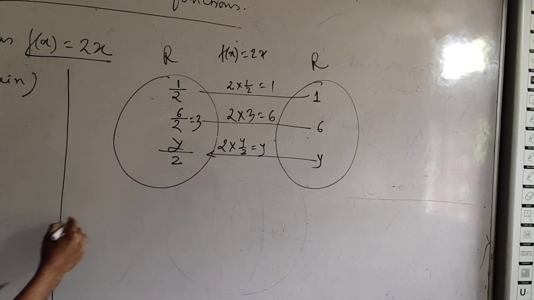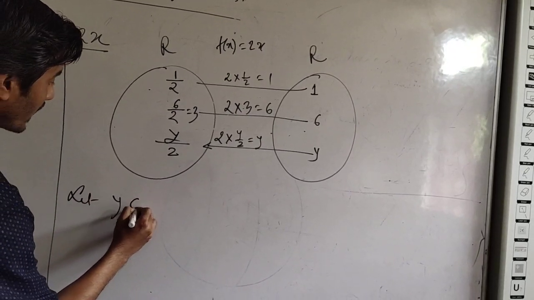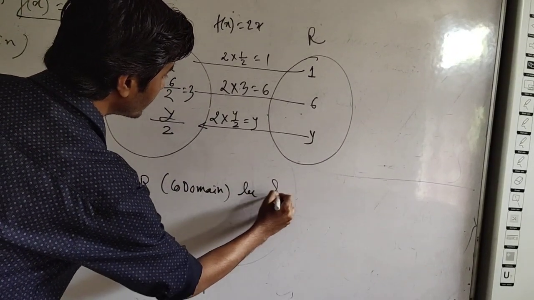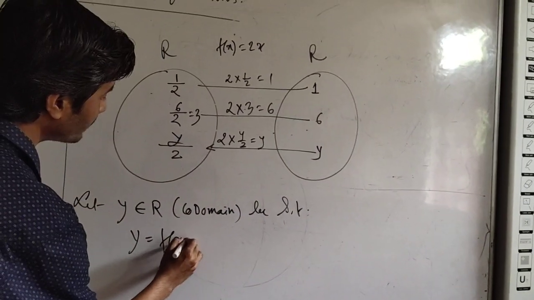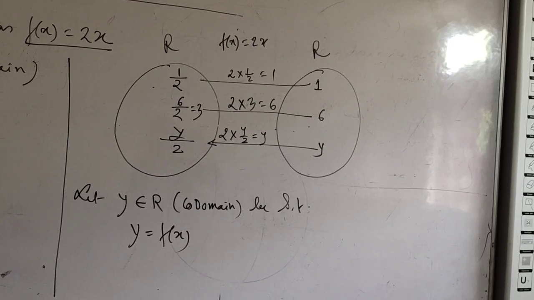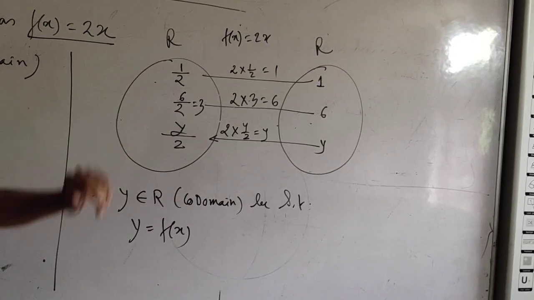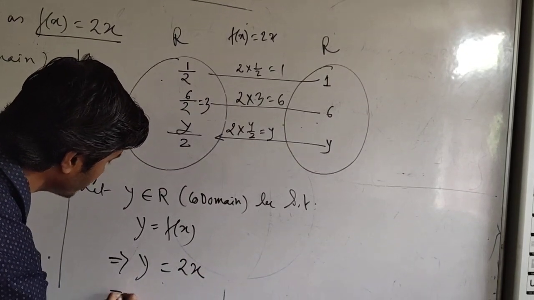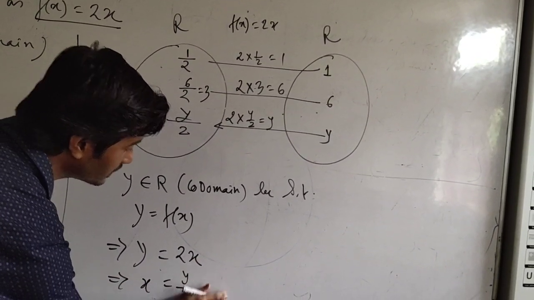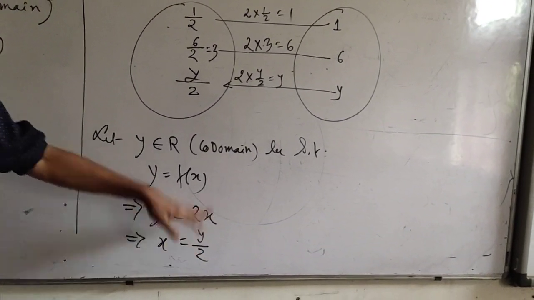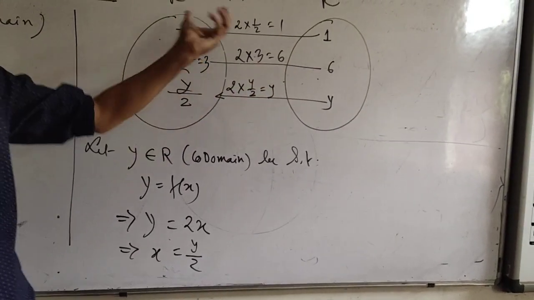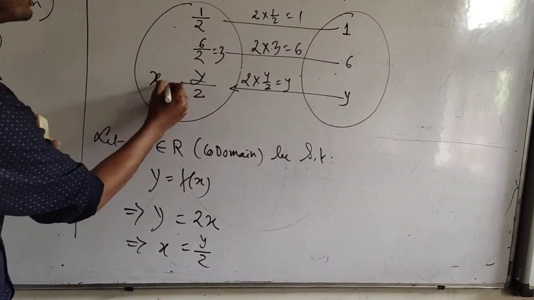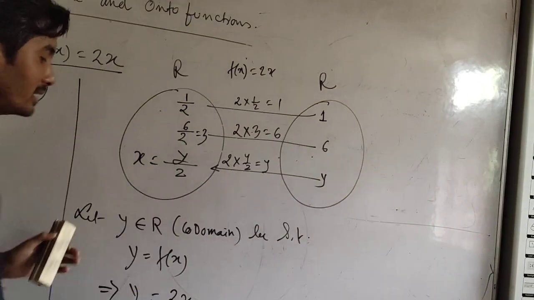Now let us write down the solution here. Let y belong to R, which is the codomain, be such that y equal to f(x). We have assumed that y is the image of some x. Now our aim is to check whether that particular x belongs to our domain or not. Then put the value of f(x) here. y equal to how much? f(x) is 2x. This gives us x equal to how much? y divided by 2. Now see, x equal to y divided by 2, as already explained in this diagram, that corresponding to any y in the codomain, there exists some x equal to y divided by 2 whose image under this function f will be again y.